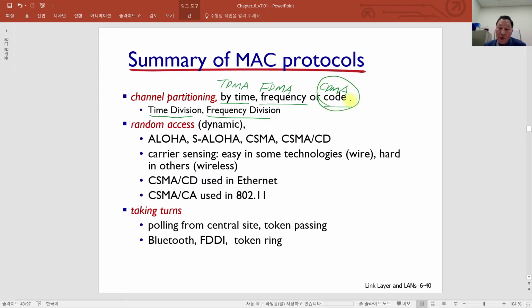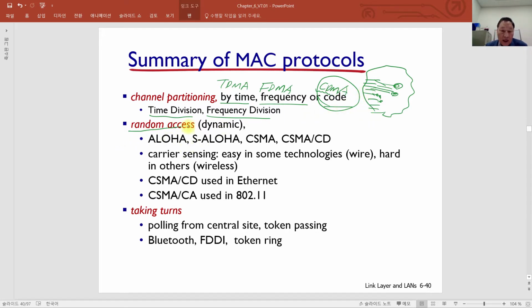An analogous example is like using different languages in some public area. Even though it is so noisy, each one can understand their own language. That means that is like a different code. This is a similar example for CDMA.